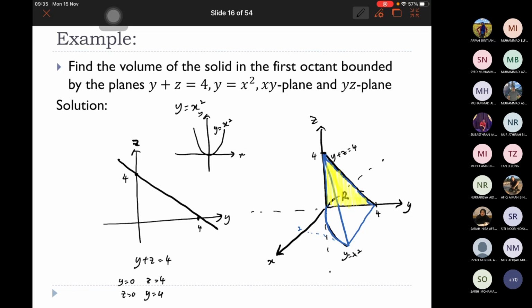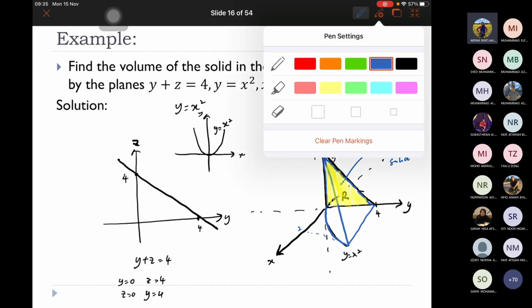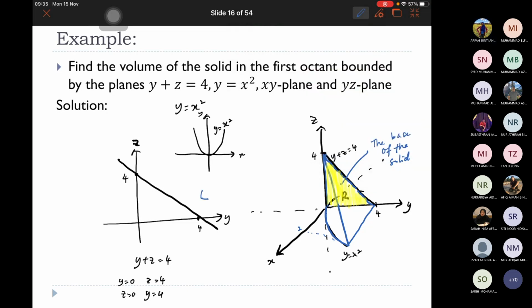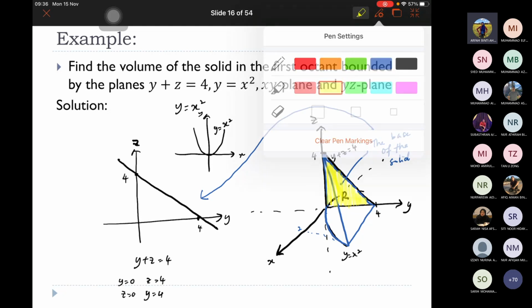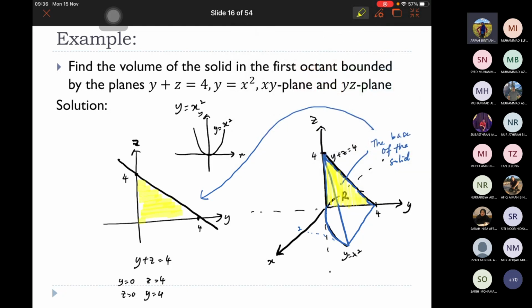So from here, this is the base of the solid. Okay, so tengok balik, base dia dekat YZ plane, that is this one. This is the region R. So this is the line of y tambah z sama dengan 4. So this is the line of y sama dengan x kuasa 2.